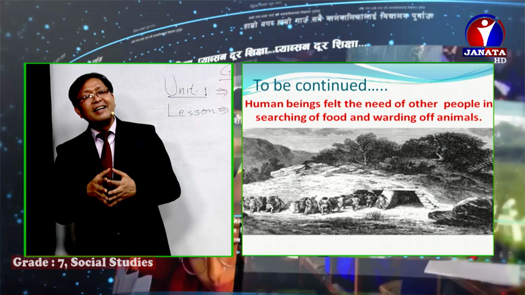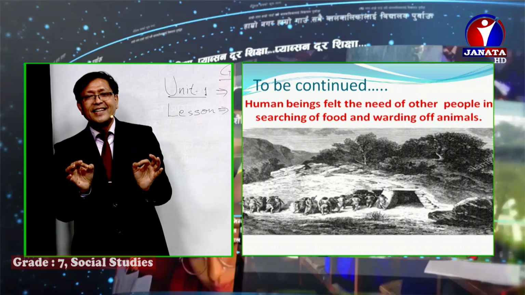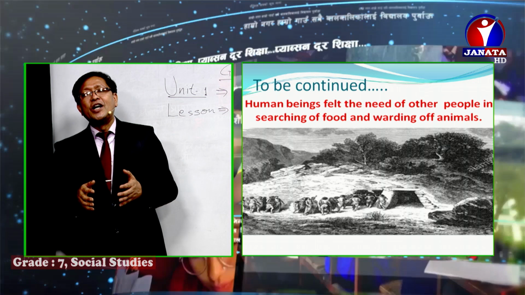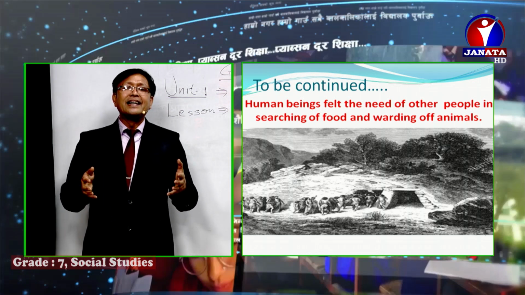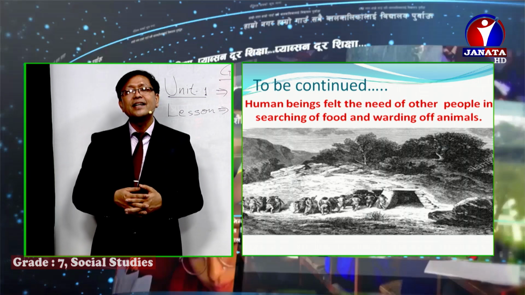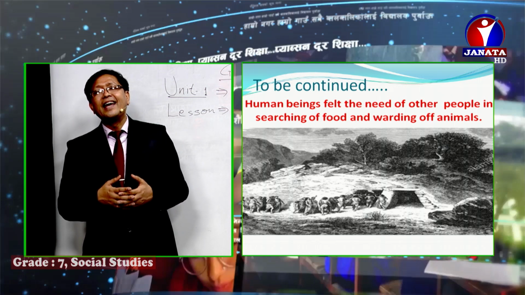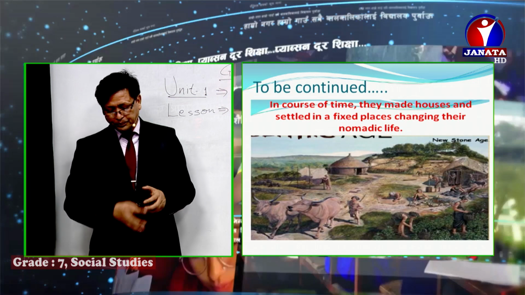Now, when they started living in a group, this is the beginning of our society. Okay, they started living in a group. They started hunting animals in a group, and now they started living in a group in caves. This is how our society, the concept of society, slowly came into existence. Let me show you one more slide, boys and girls.